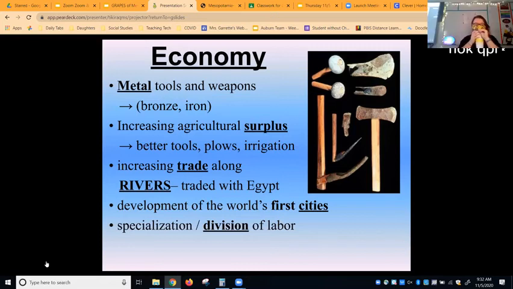Questions about economy? Nope. Zoom questions about economy? You guys good? Miss Garrett. Everybody good with those notes? Remember, she can't hear us.